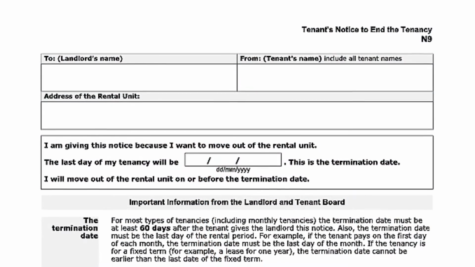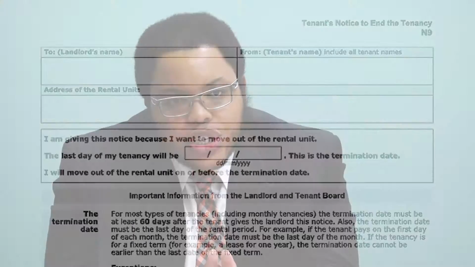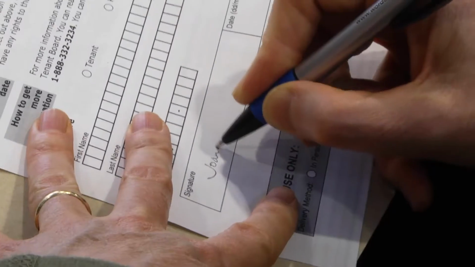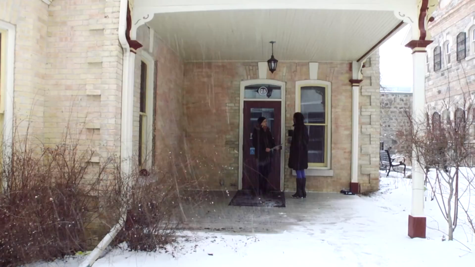But it is always preferable to give notice using the forms that are provided by the Landlord and Tenant Board, which are available on the Landlord and Tenant Board website. That is the best way because it clearly outlines how to calculate your notice period. It's important that you take a copy of that form. Make sure that anything you give your landlord, you have a copy of for your own records.